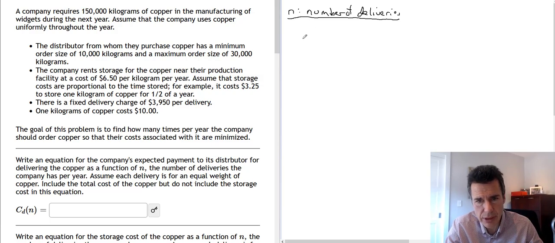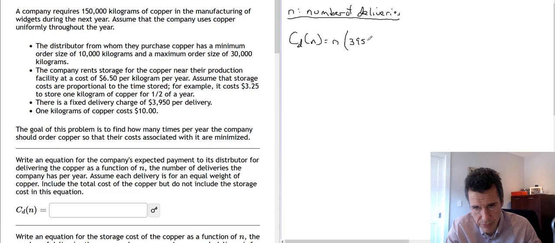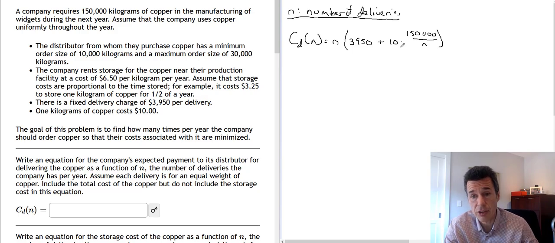Now we're going to do N deliveries. So C sub D of N is going to be N times, now each delivery costs us $3,950 plus $10 times the number of kilograms of copper. So 10 times 150,000 divided by N. 3950 is our fixed delivery charge. 150,000 over N is how many kilograms of copper get delivered, at $10 per kilogram.